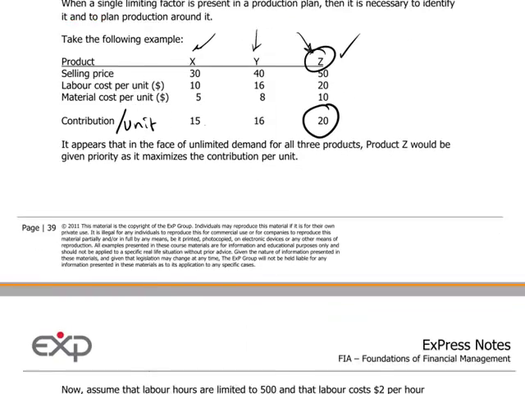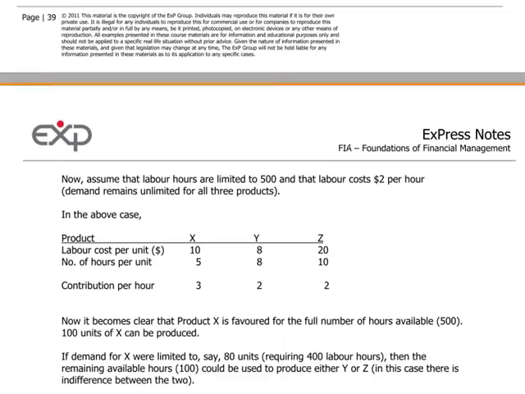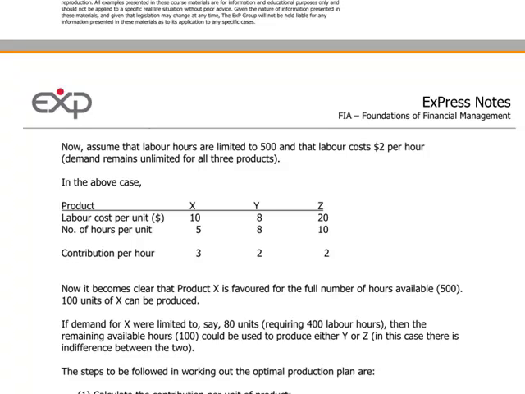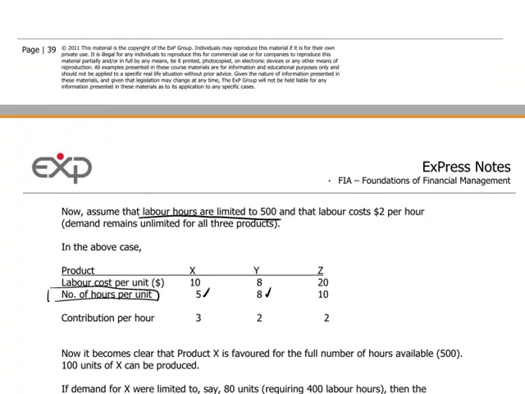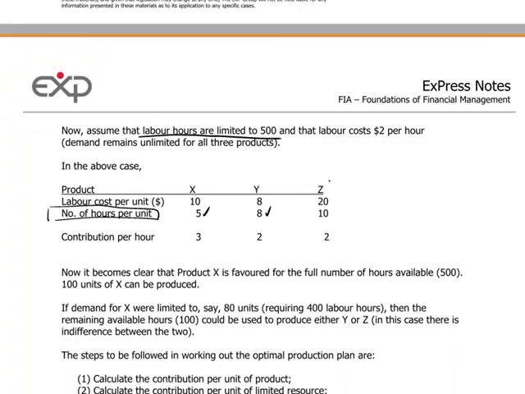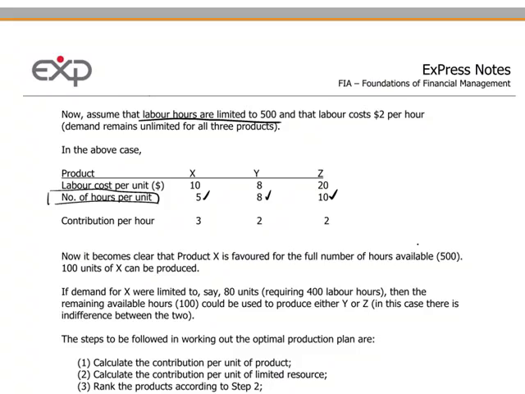Now let's impose a limiting factor that changes our view on this. Suppose we were to say that the labor hours that are necessary to produce those products are limited to 500 in total. And here, crucially, we're going to add in a piece of information, the number of hours that are required to produce each unit. Now notice here that to produce 1 unit of X, it requires 5 hours of labor, whereas to produce Y, it requires 8 hours, and Z, which was our most profitable or greatest contributor as a product, requires actually 10 hours per unit.